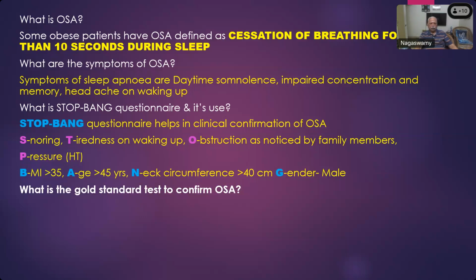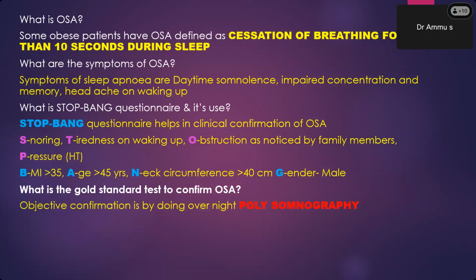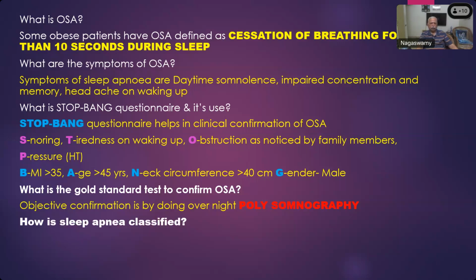What is the gold standard test to confirm OSA? Sleep study, polysomnography. Very good. Confirmation is done by overnight polysomnography. Okay, it is called overnight polysomnography. But nowadays they have reduced it to even 2 hours, 3 hours polysomnography also. Earlier it was started as overnight polysomnography.